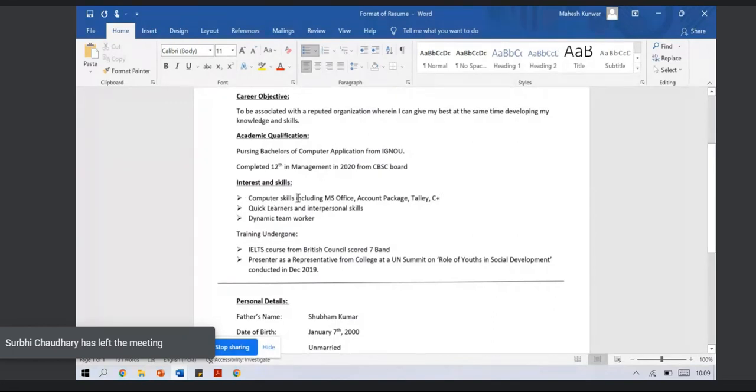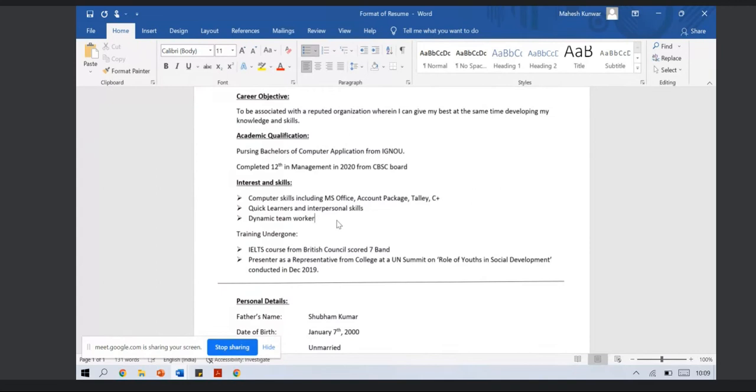You can mention your skills: quick learner and interpersonal skills. You're a very quick learner and you have multiple skills. You can do multiple tasks at a time. Another skill is being a dynamic team worker. You are comfortable working in a team on various tasks. It means your manager is assigning you different tasks, and you can do them without hesitation or any problem, so you are a dynamic team member. So these are the interests and skills.